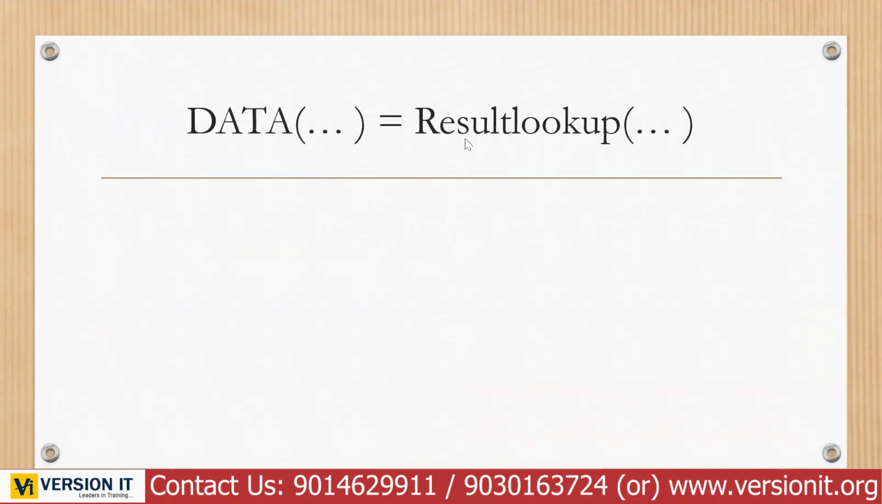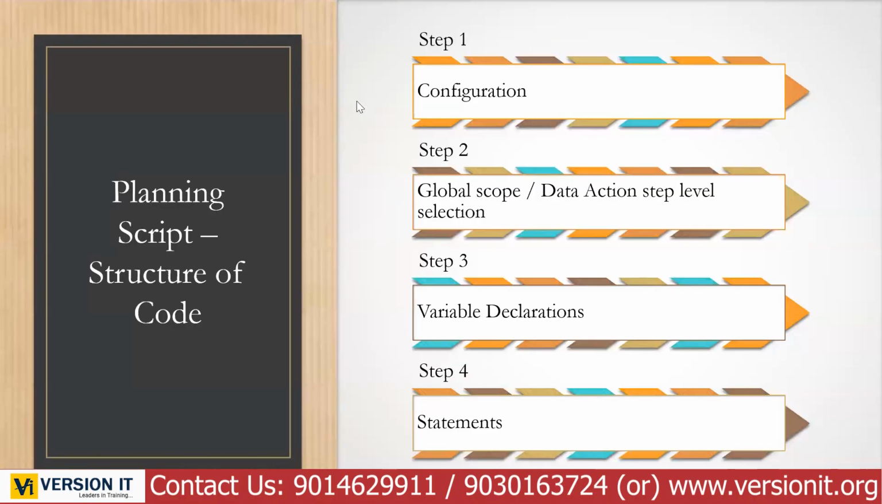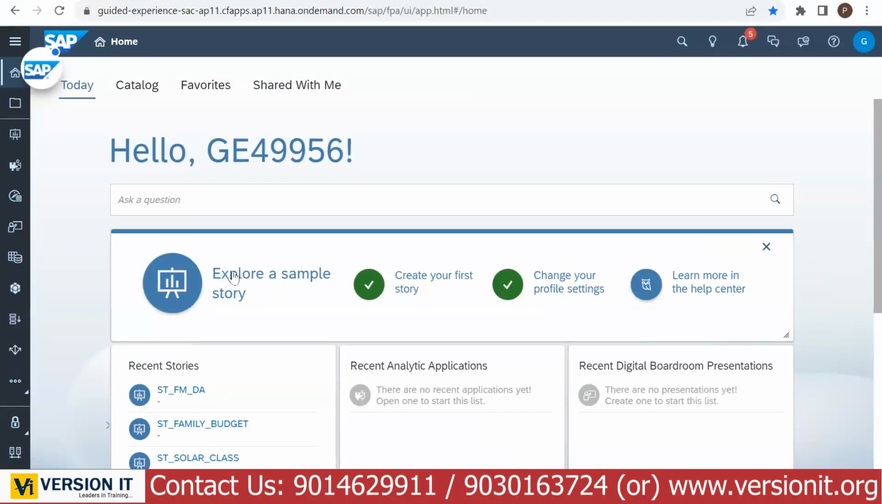So normally the syntax would be something like this. We are reading the data, doing something, and modifying the existing data or appending to it. The structure of the code contains mainly these steps: configurations, global scope, which defines filtering of the data, and if any local variables, you can declare them, and then you write the sequence of statements. That's it. So let's log into the system and solve the same thing through an example.